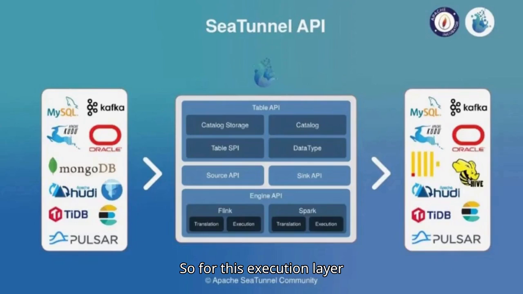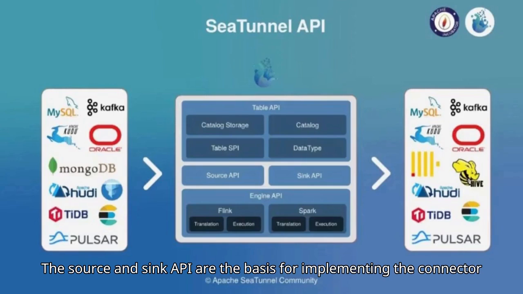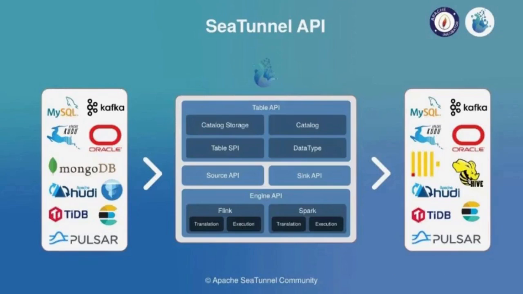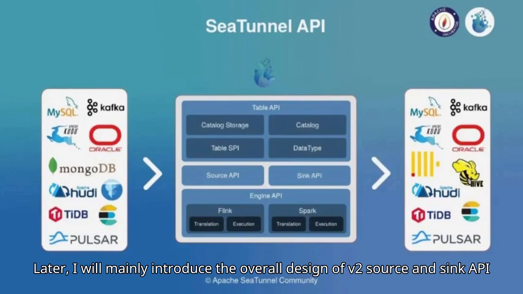The execution layer builds the data flow to execute the source, transform and sink, that is, the execution logic inside the engine. The source and sink API are the basis for implementing the connector, and they are very important for developers, so they are also necessary to pay attention to. Later, I will mainly introduce the overall design of the V2 source and sink API.